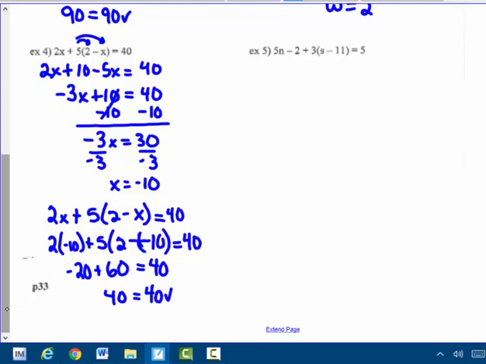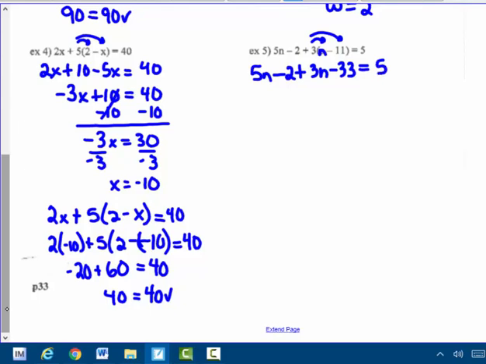Again, I'm going to distribute first, then combine. Oh, this is supposed to be an n. Darn it. Make that an n. 3 times n is 3n. 3 times negative 11 is negative 33. Bring down what I have not done. 5n minus 2 plus 3n minus 33 equals 5.